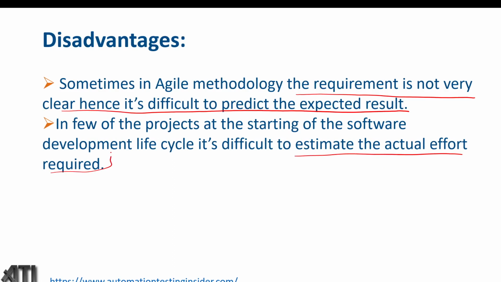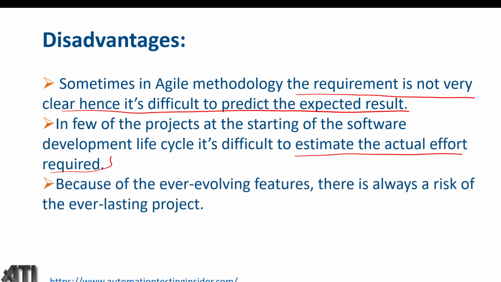Since there is ambiguity in the requirements, it is very tough to estimate how much time it will take to develop and test. All those things we cannot estimate properly because of the ever-evolving features. There is always a risk of an everlasting project. If requirements keep changing and you are not capable enough to handle those requirements, then it will be very difficult to handle the project.